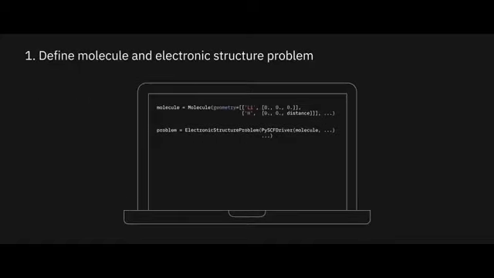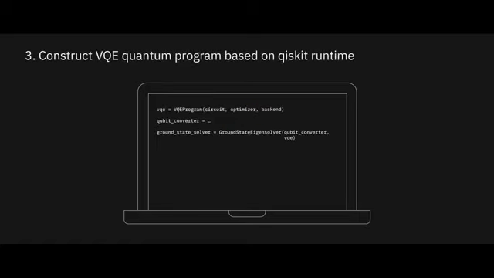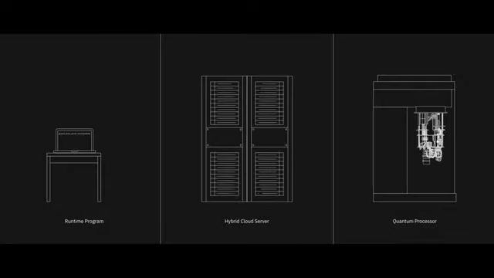For this problem, the first step is the user needs to define a molecule and its electronic structure. The next step, the user needs to specify the quantum program and the circuits that will be used. Then the user constructs the VQE program that they want to run. This is based on the Qiskit runtime as we talked about. Now they simply just call solve. So now here's where the fun starts.